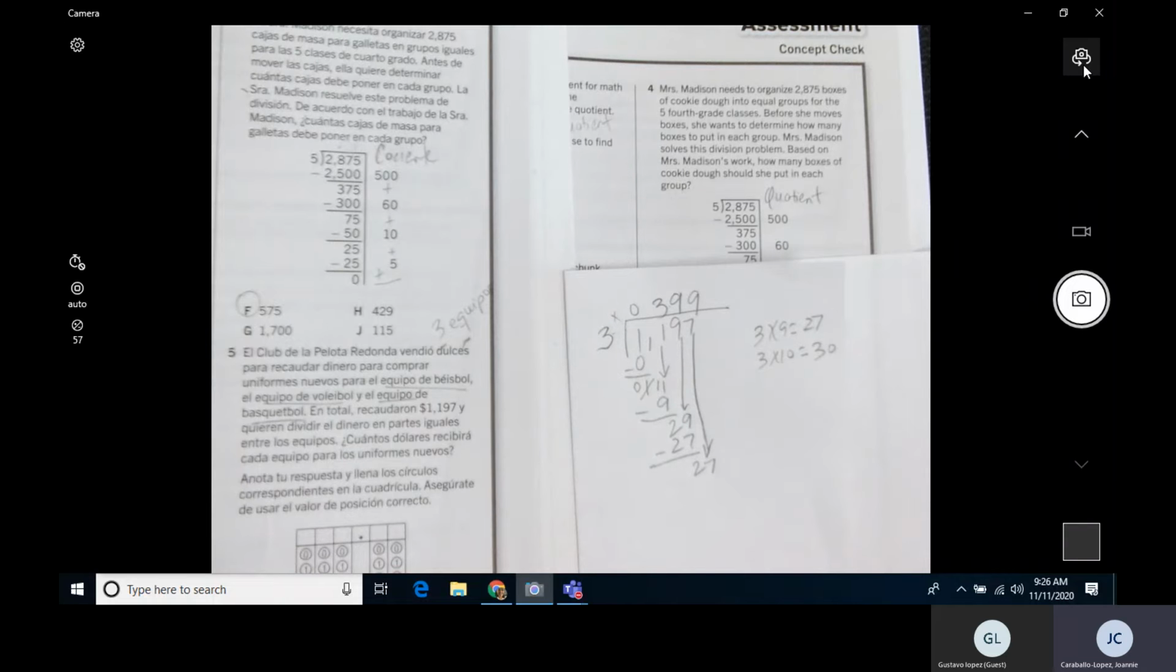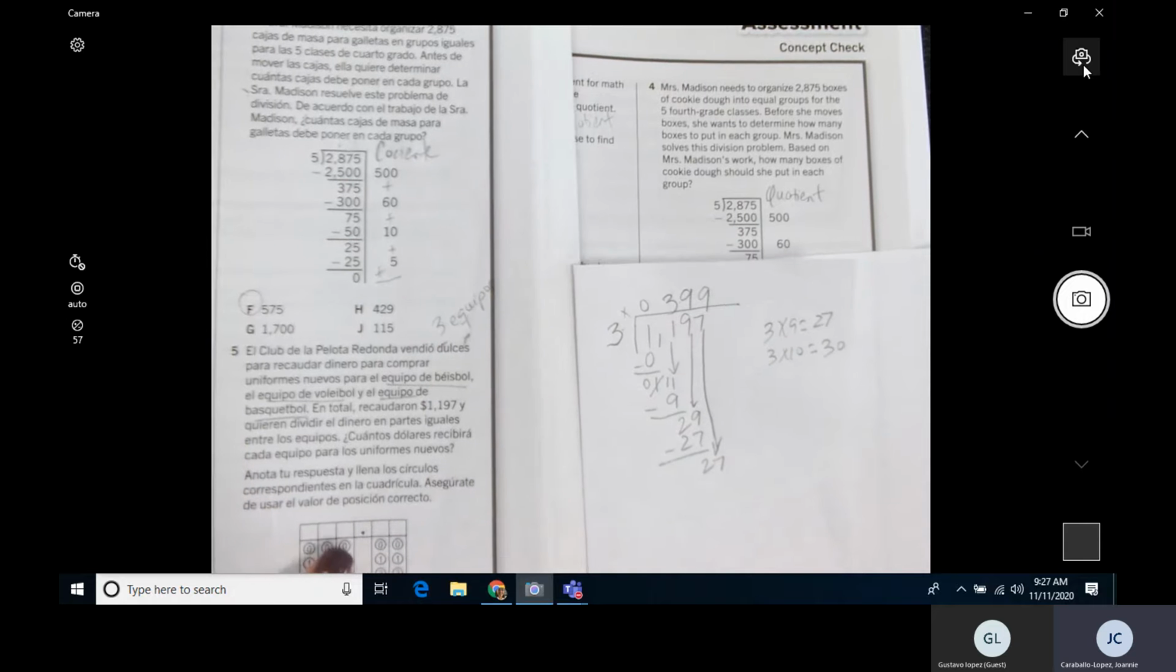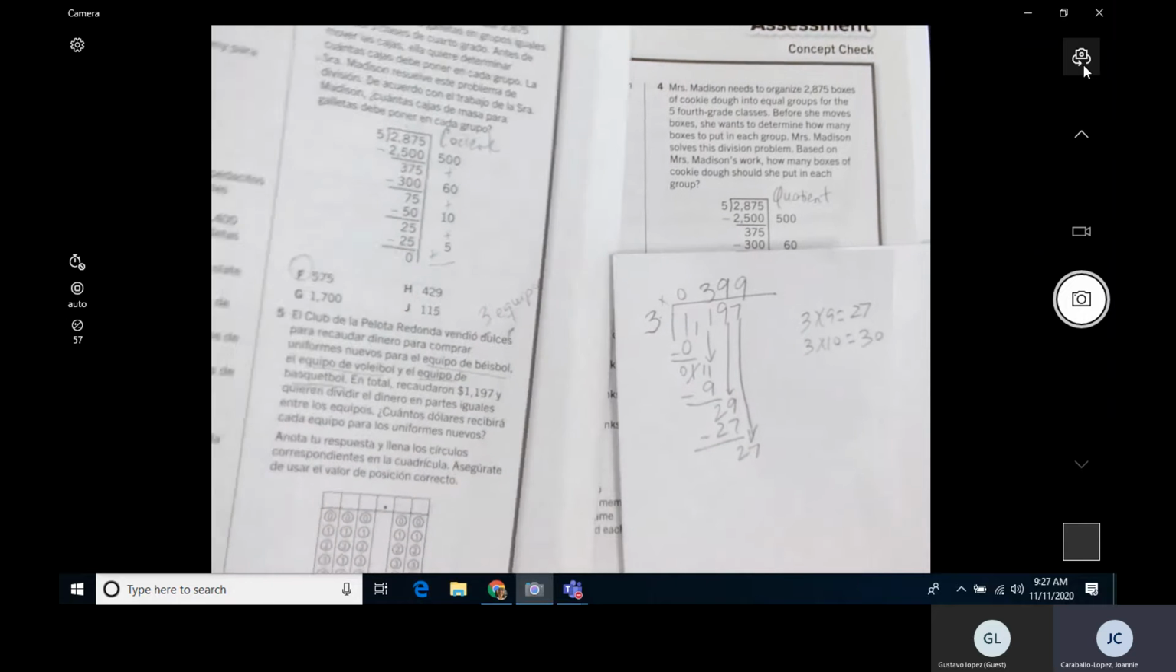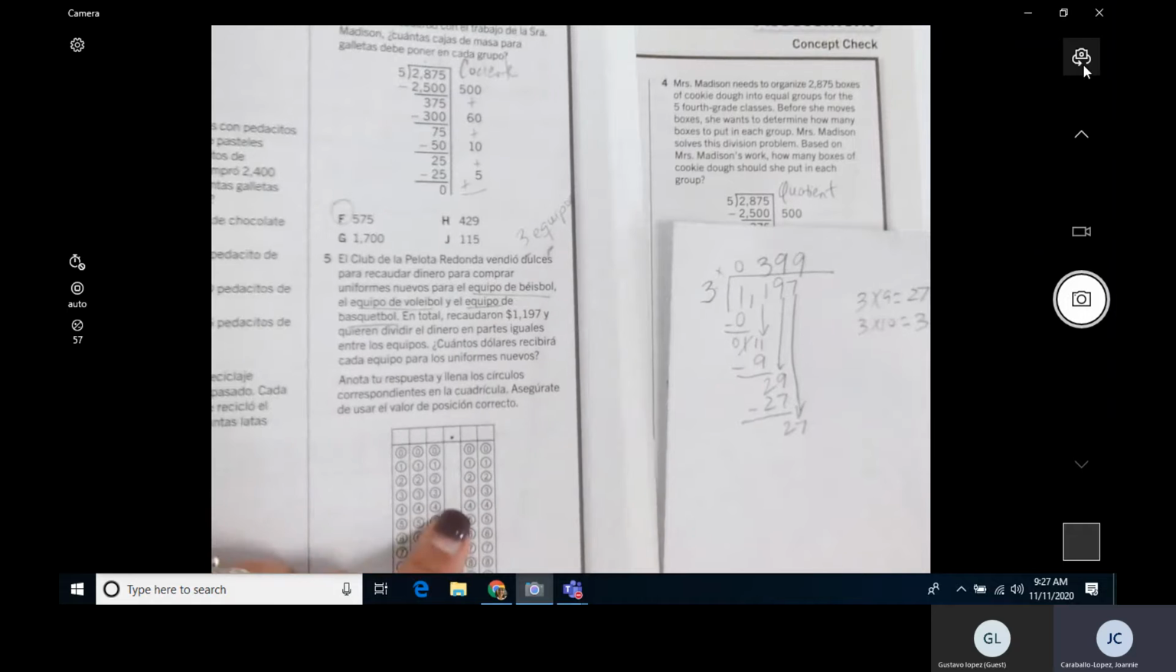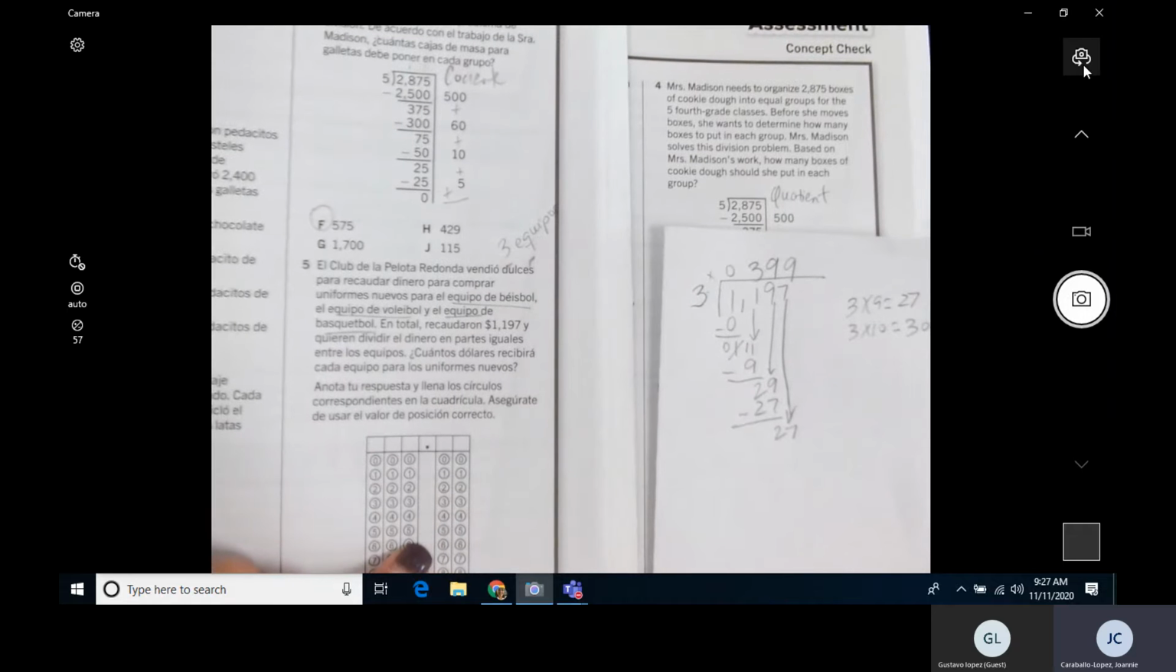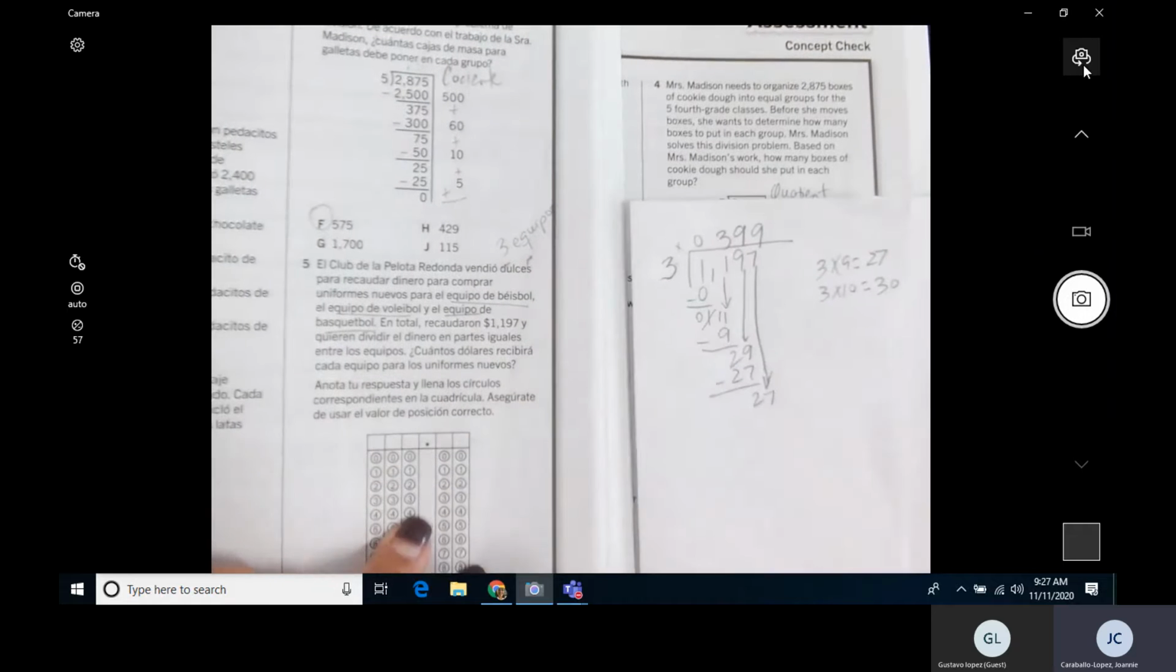I try to say that in English and in Spanish. My quotient is 399. El cociente is. So how do I bubble this in? This is a big problem that a lot of people have. When they get the STAR test, they are unable to do this part. They get it right here, and then they get it wrong here.